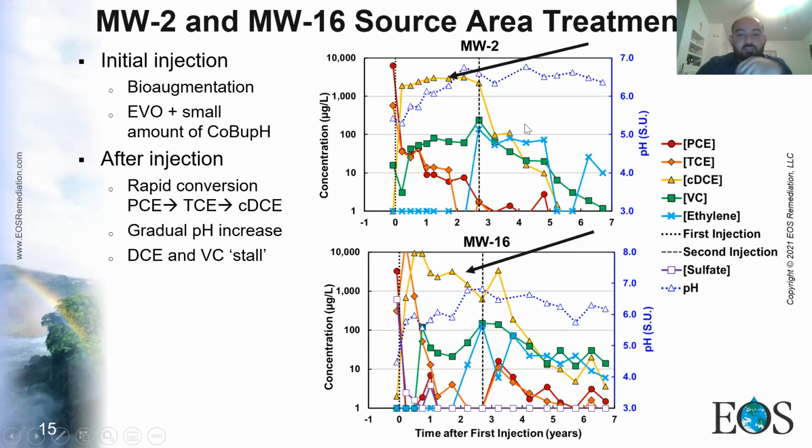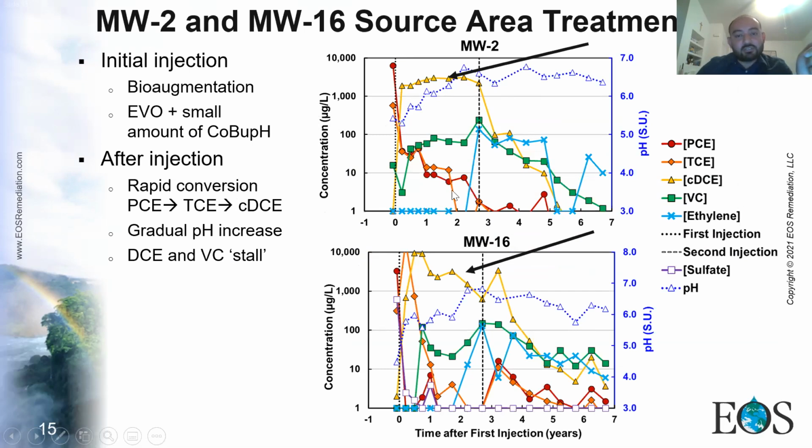And this is the process that was performed. As I said, some Dehalococcoides culture was added, along with some emulsified oil and a small amount of CoBOF. This was 10 years ago, so we were not sure how much CoBOF was needed to inject. And after injection, there was a rapid conversion of PCE to DCE, as you can see in these graphs.